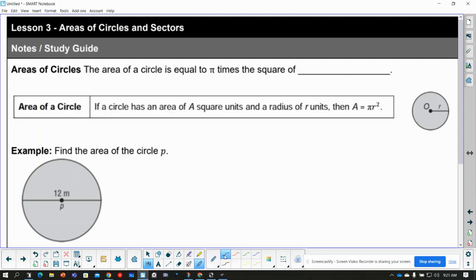All right, Mr. Harmless here, and we're going to work on this next lesson, areas of circles and sectors. You probably already know, or you should already know, how to find the area of a circle. The area of a circle is equal to pi, that's this little symbol right here, pi, times the square of the radius.